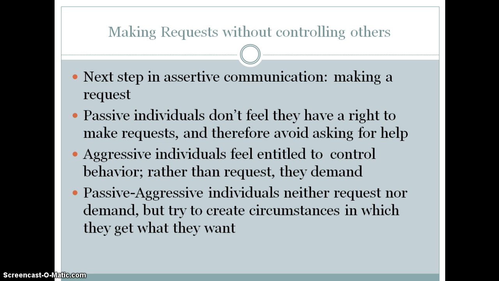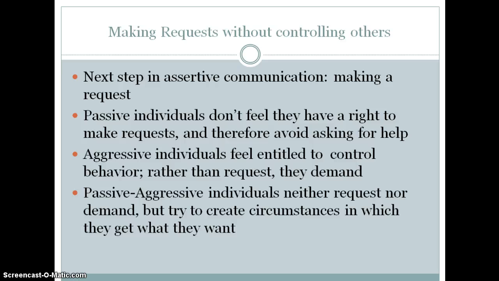And for passive individuals, they often feel they don't have a right to make a request, and so avoid doing this, even when it would be helpful for them to ask for help or make a request. Aggressive individuals, this may come easier to them, but instead of making a request, they're really making a demand, and they're using it as a way to control someone's behavior, which in the long run hurts relationships. And then lastly, passive-aggressive individuals, they don't make a request, they don't make a demand. Rather, they try to create a situation to get what they want.